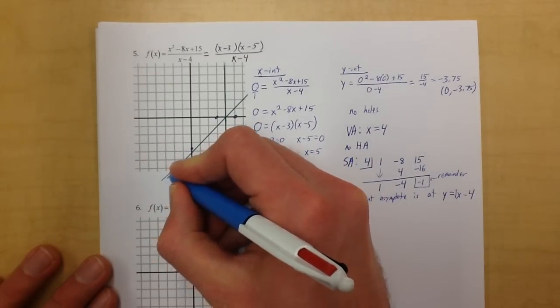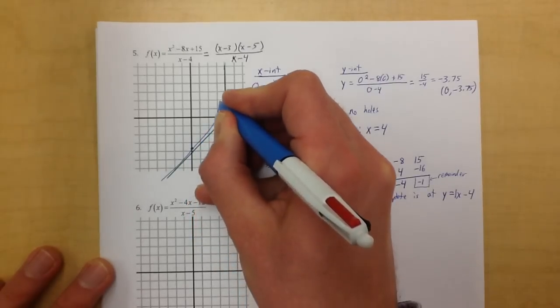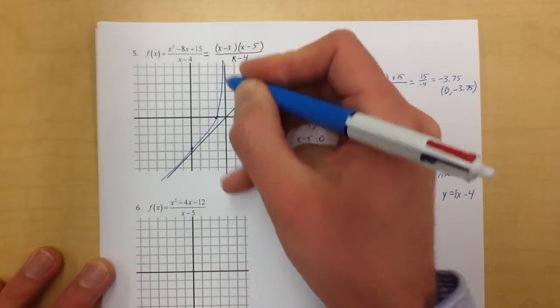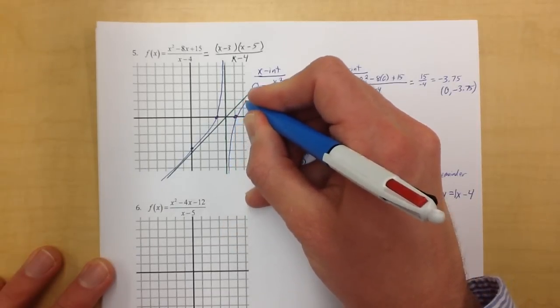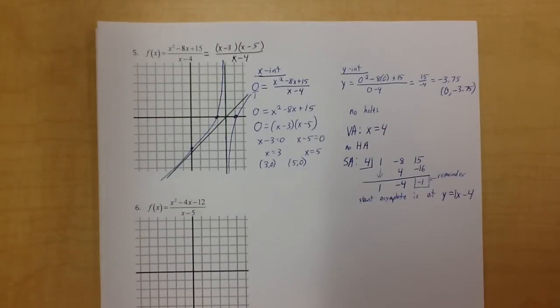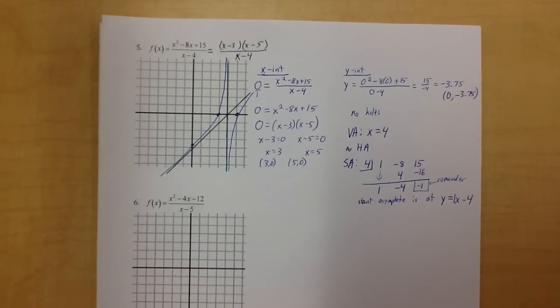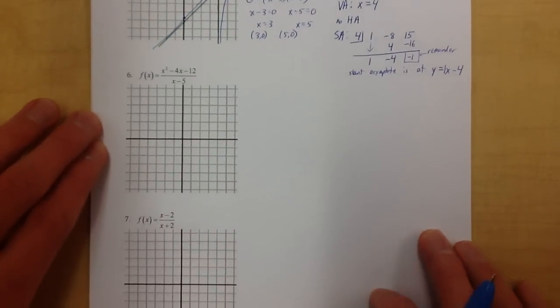It's never going to cross that green line here. It never crosses that green line either. And then it comes up from here. It does that. There we go. Number 6 is very similar to number 5. I'm going to skip it, and I'm going to go down to number 7. That'll be the last one on this video.